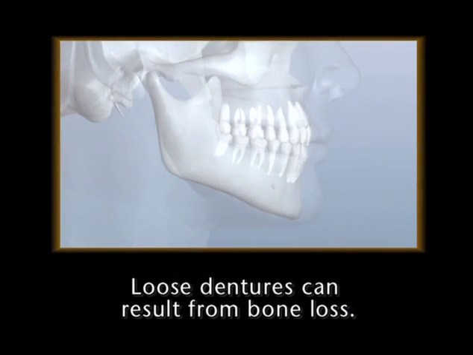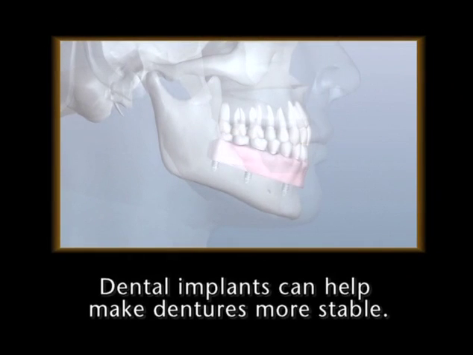Before we close, let's take a few moments to review some questions that many patients ask. True or false, loose dentures are often the result of a natural pattern of bone loss after teeth are lost. This is true. Is the following statement true or false? In many cases, dental implants can help make loose dentures more stable. It's true that in some cases, dental implants can help make loose dentures more stable.